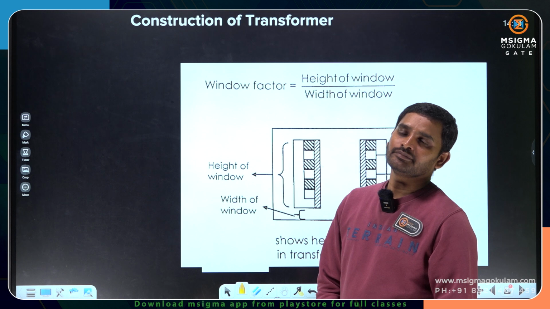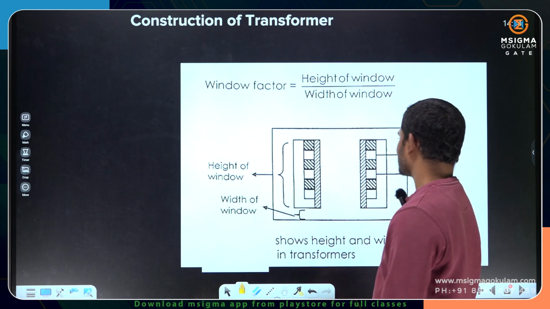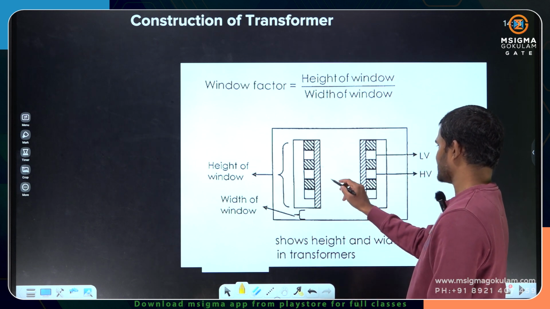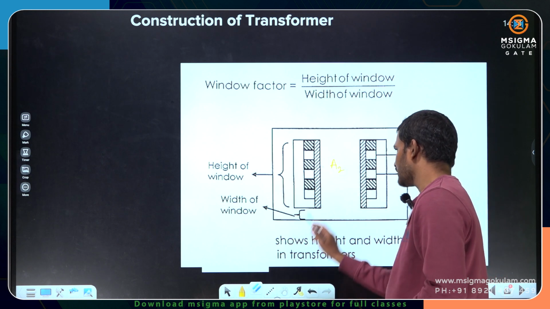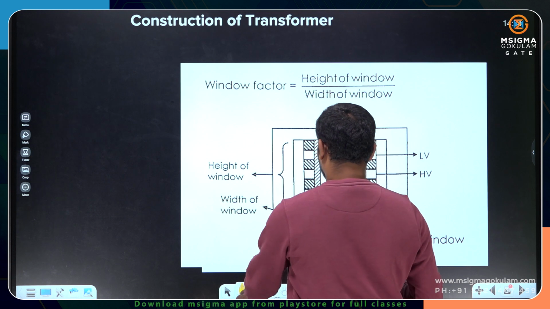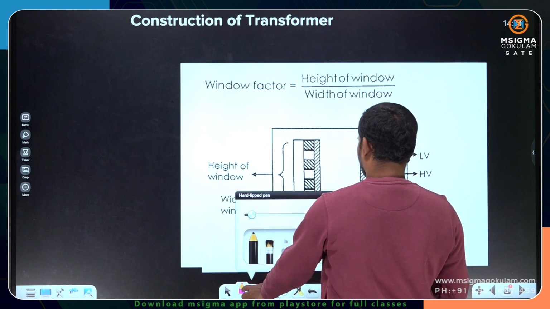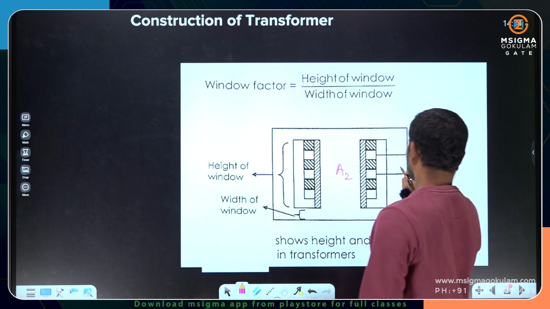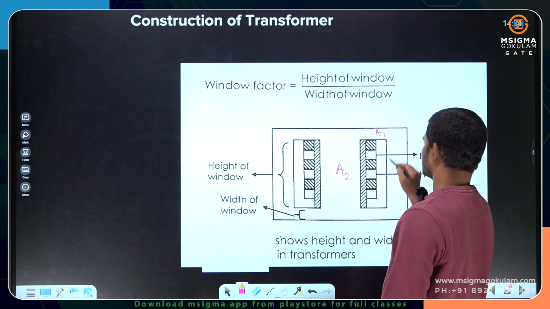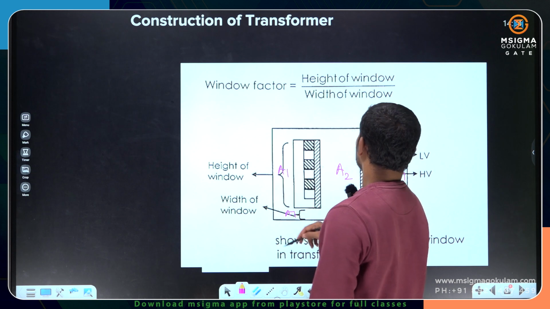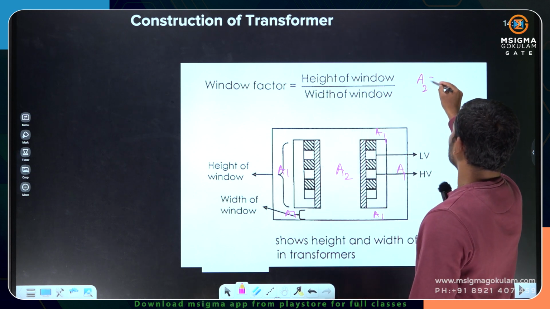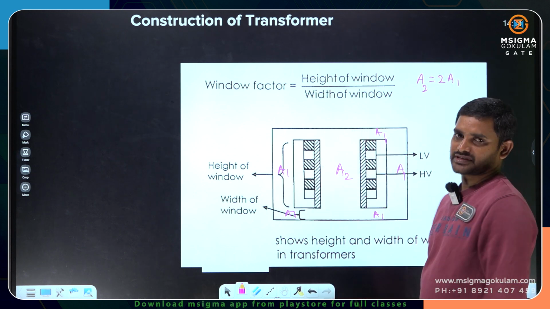Now what about the shell type construction? You see, this is a shell type construction. This is the middle limb. This is A2, and this is A1. Of course, these are also side limbs, yokes also A1. So we know A2 is double A1, the area of cross section of the side limbs.